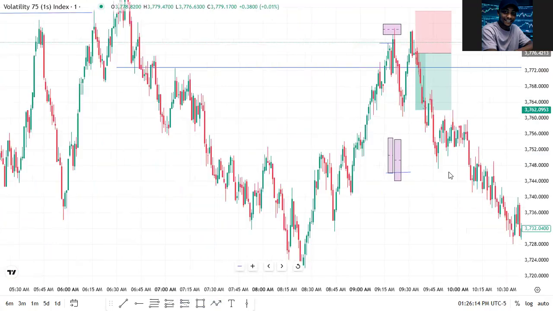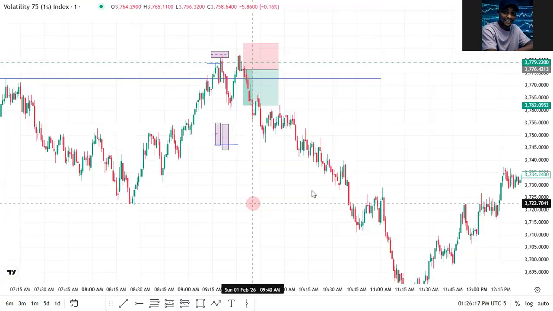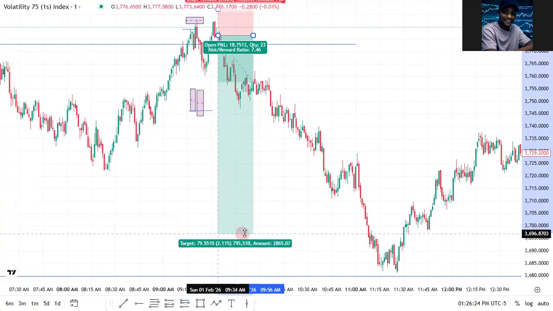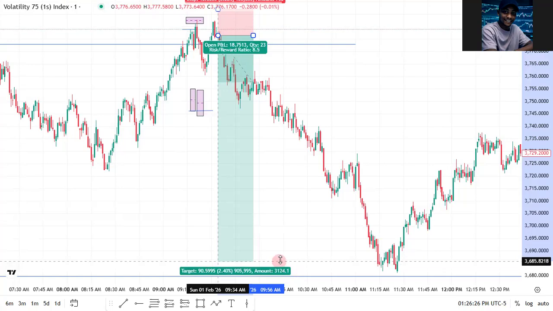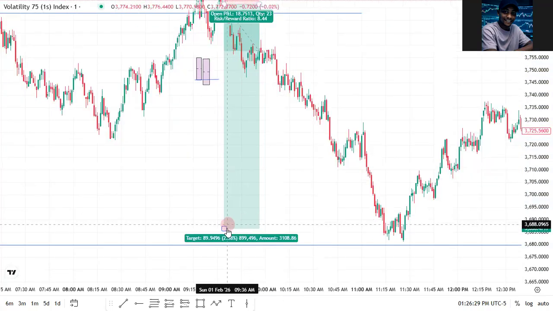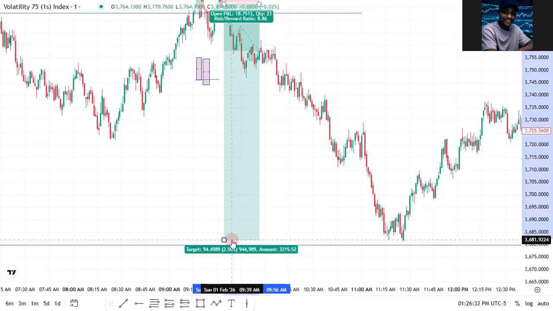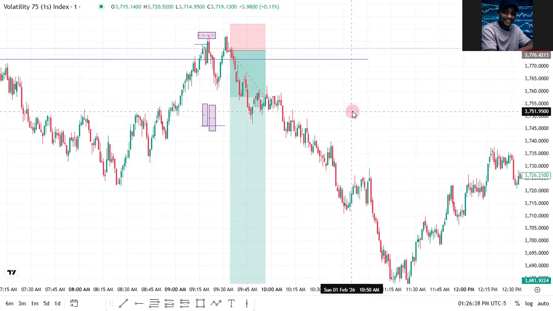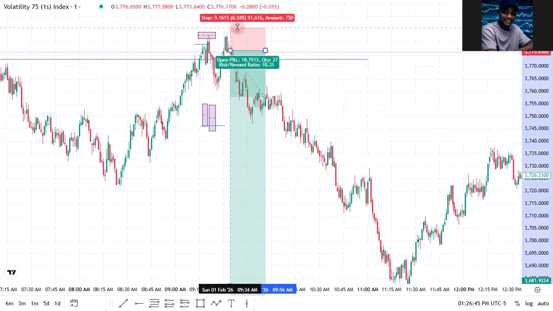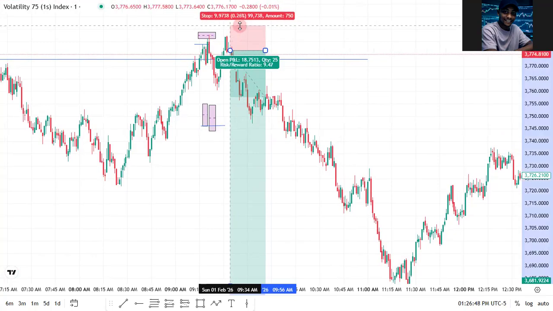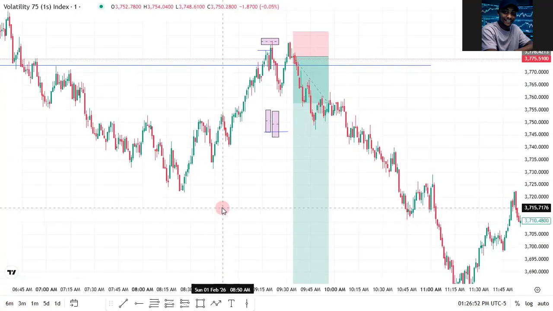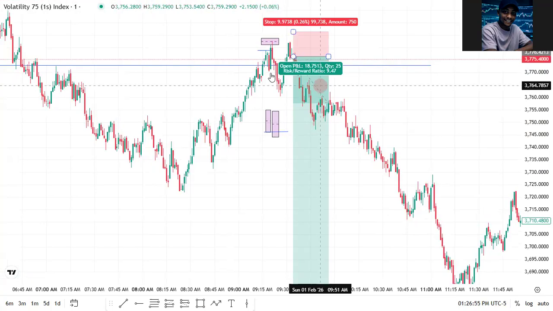So by risking 100 to target almost 950, that is almost 1 to 10 risk to reward, guys. It's 1 to 10, almost, something like this. So this is how the trade played out, and you can go back and see how I literally entered here.